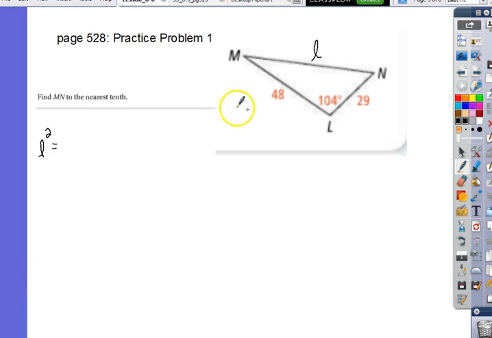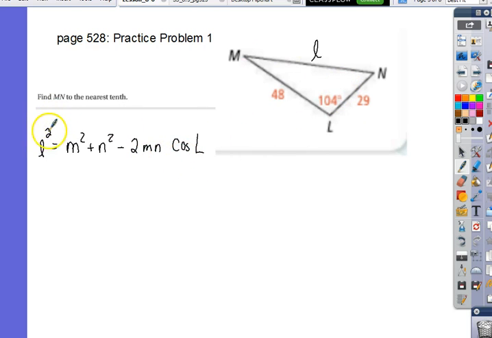The other sides are little n and little m. So it would be m squared plus n squared minus 2mn cosine. And remember, the cosine is going to be of the angle opposite the side I'm looking for. So in this case, it's going to be the cosine of angle L. So that's the formula I would have used to solve this.